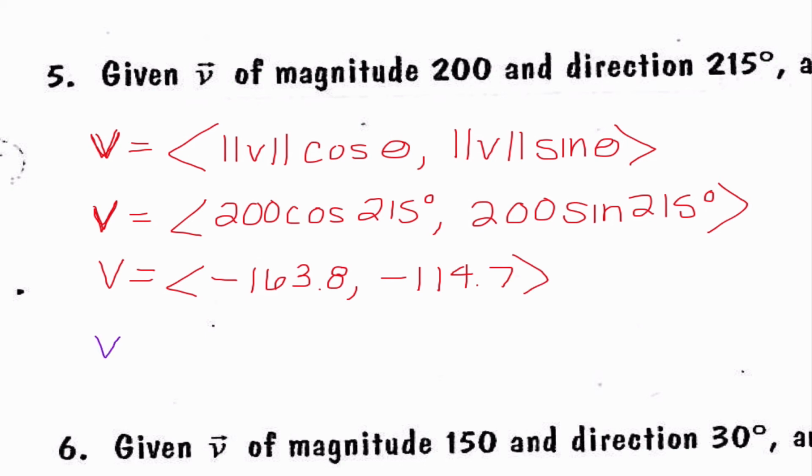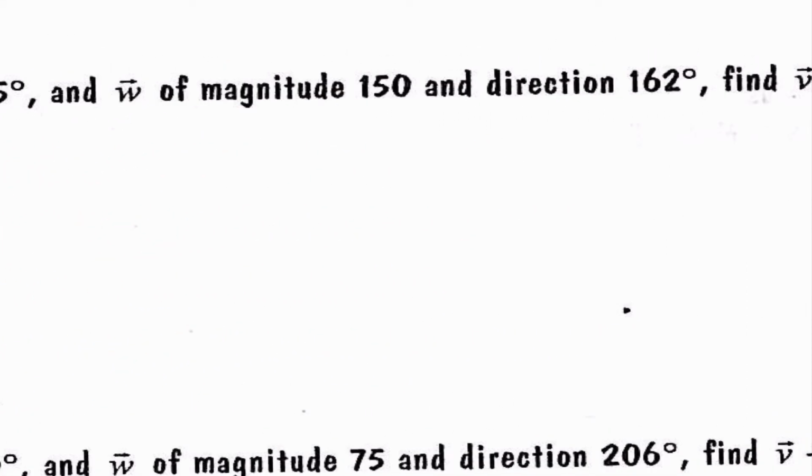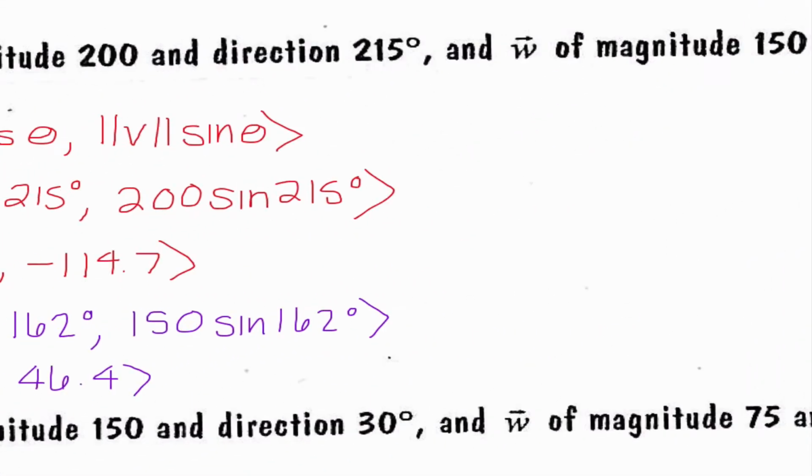Okay, now we're going to deal with W. And this time with W, it told me that the magnitude was 150 and that the direction was 162. So I'm going to do 150 cosine 162, comma 150 sine 162. And when I put this into my calculator, I get negative 142.7, comma 46.4. So now we need to go ahead and find V plus W.